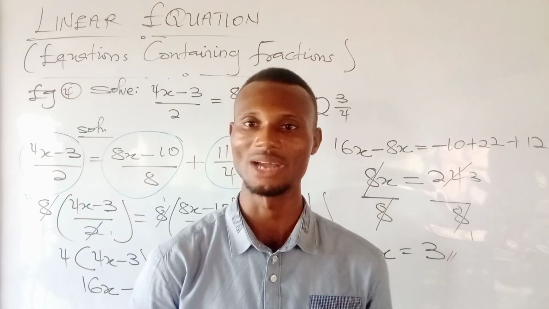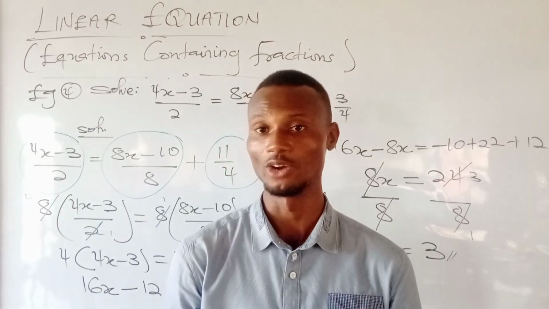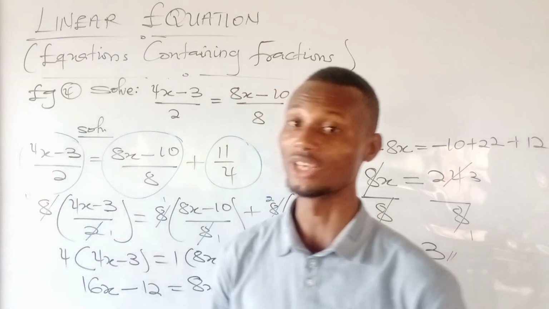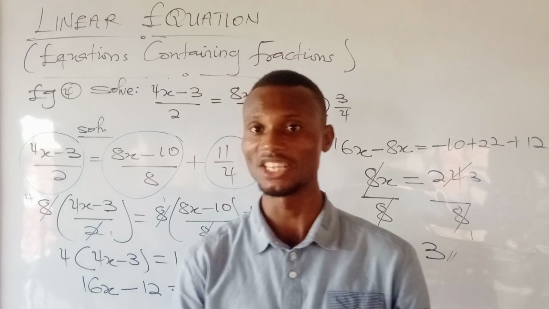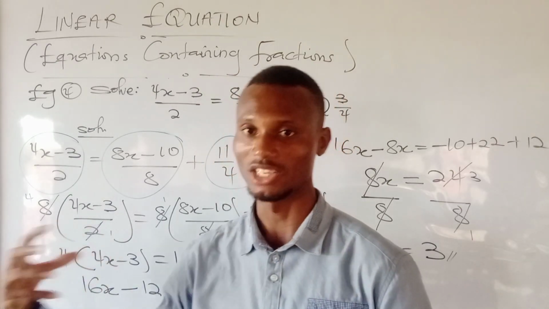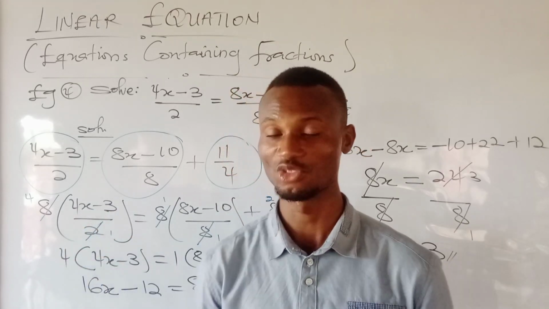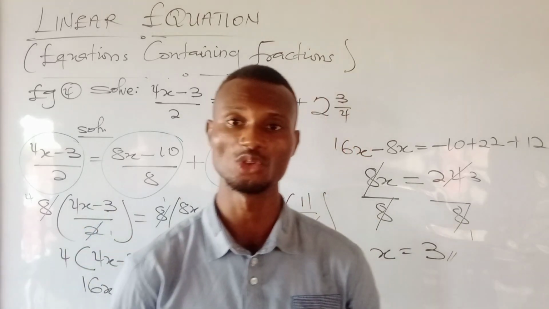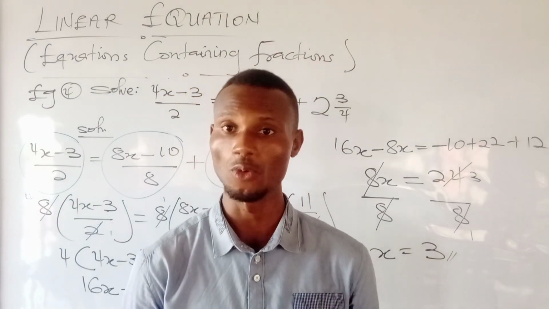So this is how to handle equations that contain mixed fractions, and also a linear equation that contains fractions as well. You change all the mixed fractions to improper fractions as we did. Then you multiply through by the LCM, then you follow the normal process you have been following. Then you solve the equation. So this is the final answer and I hope you understood it.